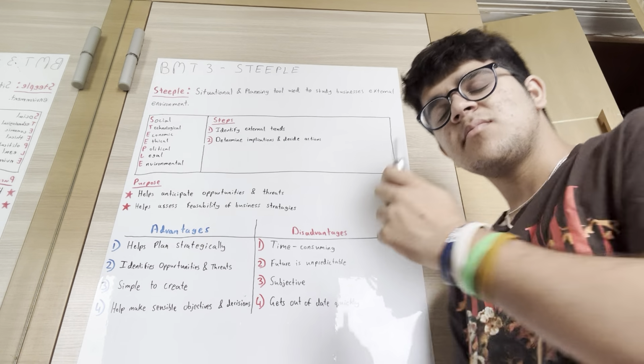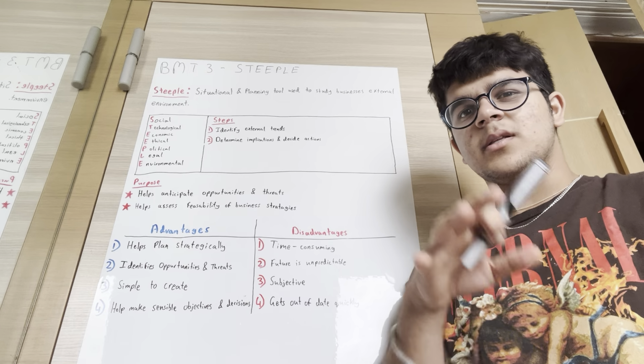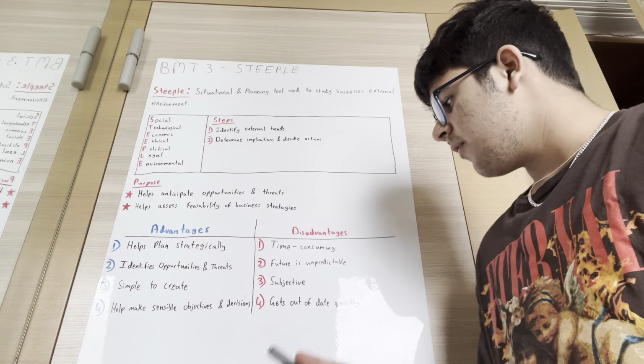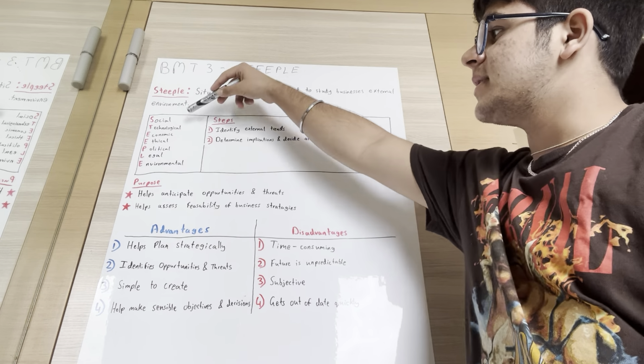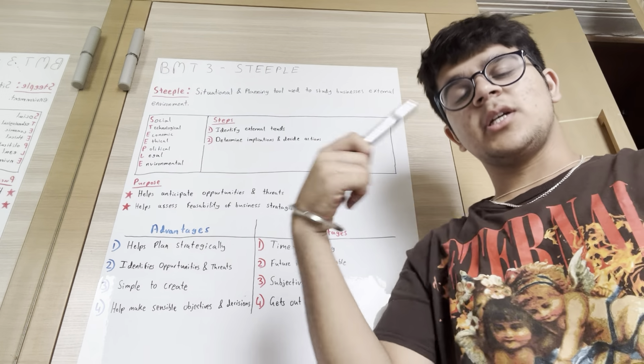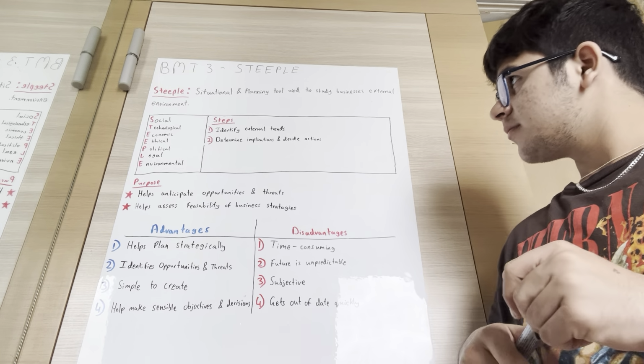Your third is it's very subjective. Sometimes the opportunities and threats can be very subjective, which leaves lots of room for bias. Fourth, your STEEPLE gets out of date very quickly because all of these external factors are continuously changing, so you have to keep remaking a new one. That's about it.